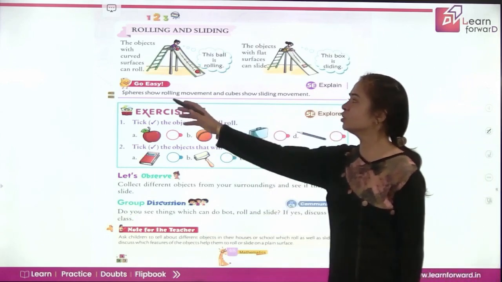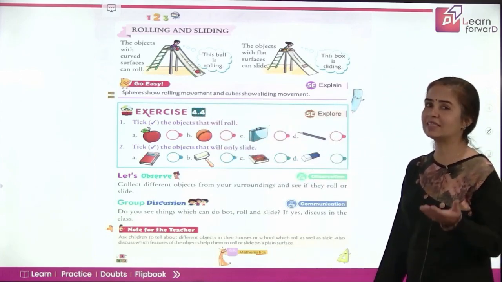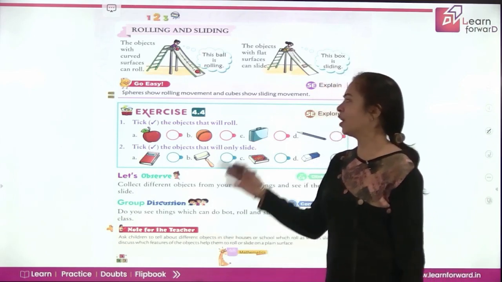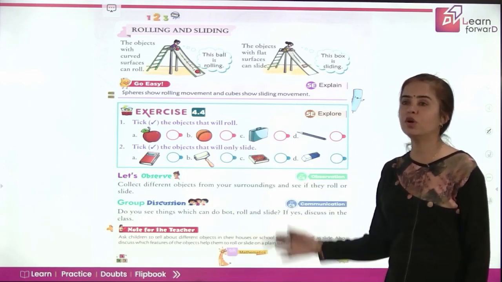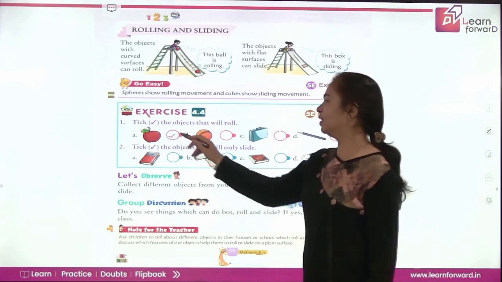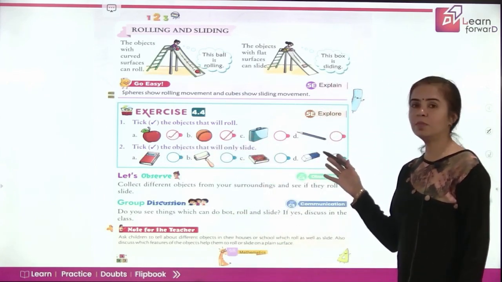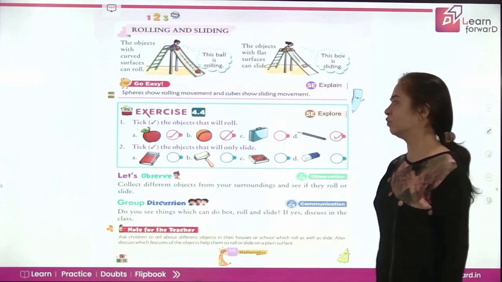So spheres show rolling movement and cubes show sliding movement, as I have already shown you with the cylinder and a cuboid. Now here's an exercise. Take the objects that will roll. So what do you think, which of these objects will roll? Of course, an apple will. The ball will also roll. Will the suitcase roll? No. What about your pencil? Yes, this will also roll because it has a curved surface.